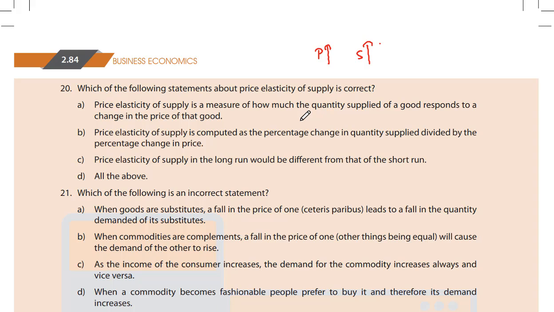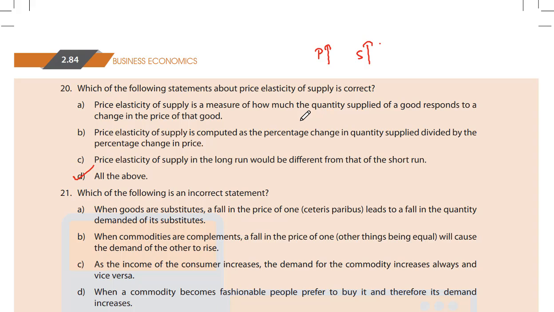B, price elasticity of supply is computed as percentage change in quantity supplied divided by percentage change in price. Yes. C, price elasticity of supply in the long run would be different from in the short run. Absolutely right. So the answer is D, all of the above.